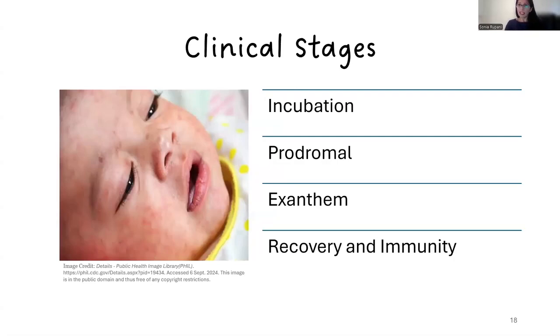When we look at the clinical stages of measles, we can divide them into four: the incubation period, the prodromal, the exanthem, and the final stage, recovery and immunity. If you look at this child here, the child has a rash, which means they are in the exanthem phase. We see it's on their forehead, it's covering the entire face, and it's a maculopapular rash. You see it's all over the face.